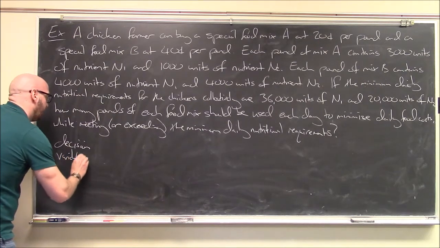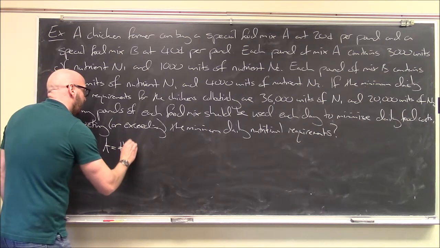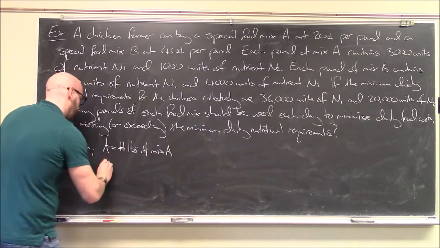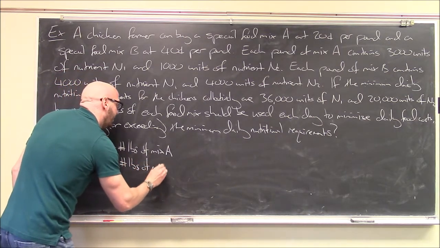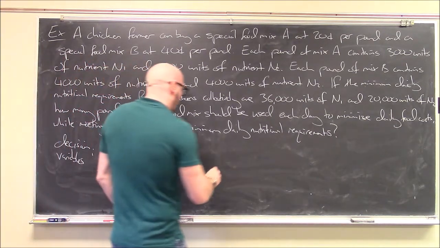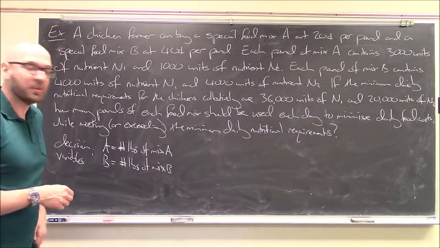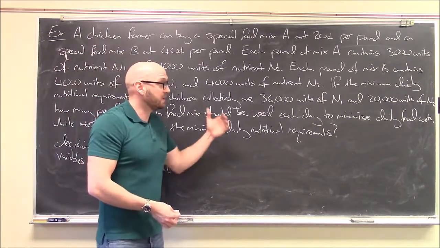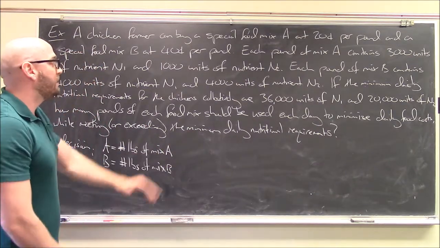I need to come up with some variables in the problem. The decision variables: A will be the number of pounds of mix A, and B will be the number of pounds of mix B. And what do we want to optimize? We want to minimize the daily food costs. This is what you should always do: read your problem and ask yourself, what am I trying to maximize or minimize? I want to minimize daily food costs.